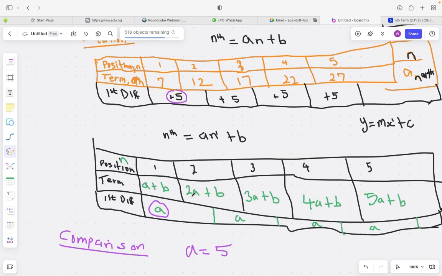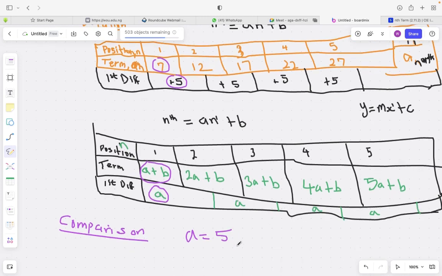Now B, let's find B. We will compare this A plus B. We will equate it to what? 7, because this is the exact location of this place. The exact location of this place is this place. Okay, so we compare that and we solve the problem.